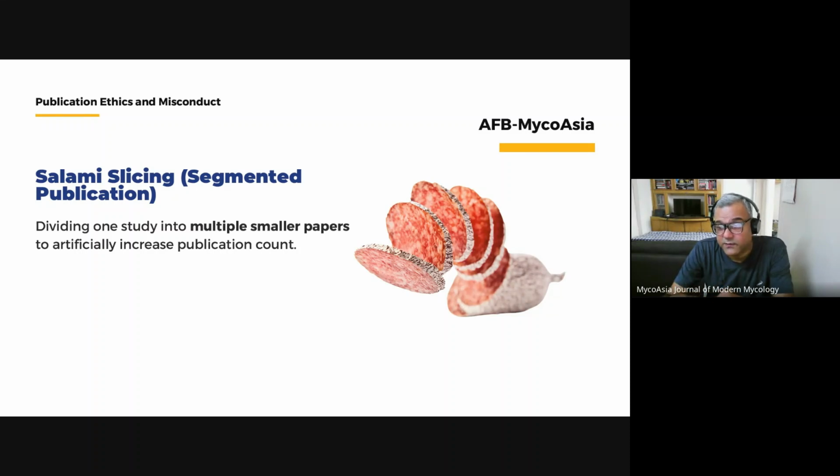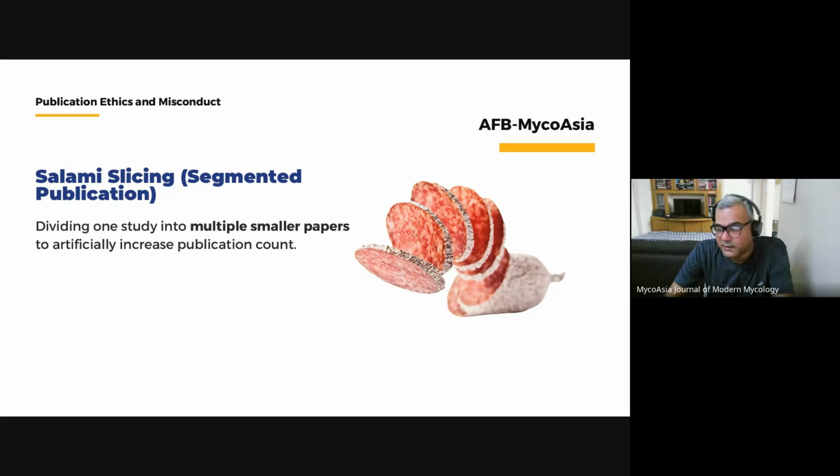Instead of writing one paper, I divide this study into 4 different small papers: one paper on fungi, another paper on bacteria, a third paper on phytoplankton, a fourth paper on zooplankton. So this is a typical example of salami slicing.